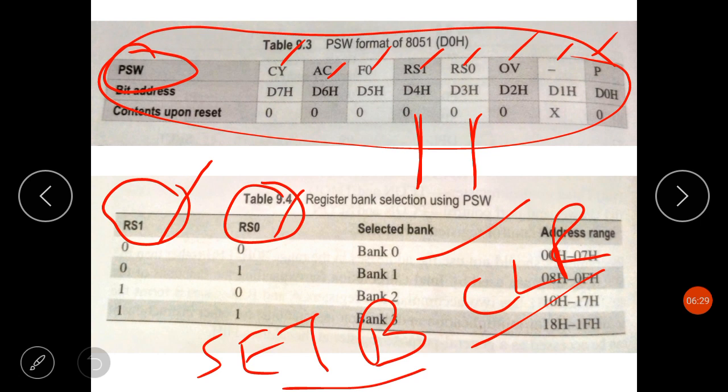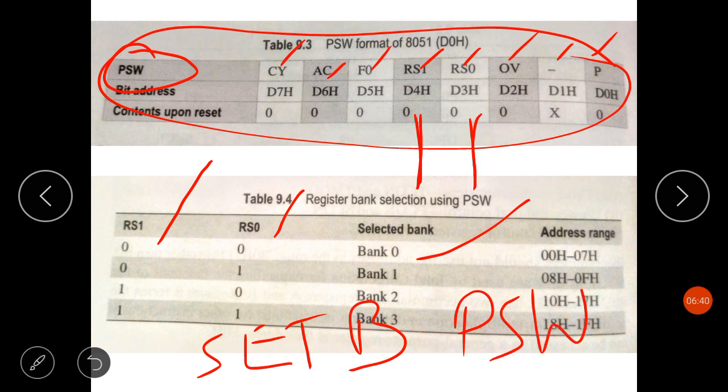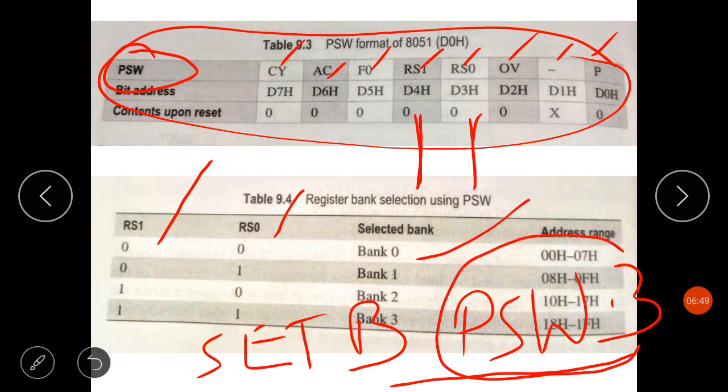For example, if I write the instruction SETB PSW.3, what does it mean? I am setting the third bit of the program status word, that is, I am making the third bit of the program status word 1. So what is the third bit? It is RS0. If I make the third bit of the program status word 1 while letting RS1 be 0 only, this means bank 1 is selected.